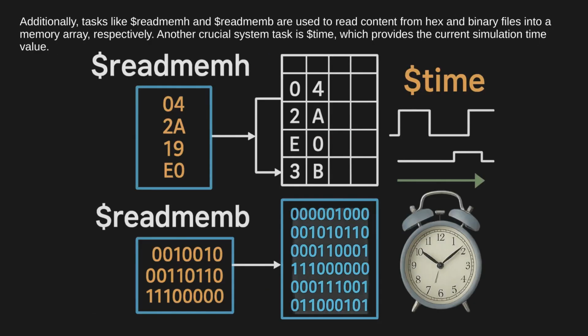Additionally, tasks like $readmemh and $readmemb are used to read content from hex and binary files into a memory array, respectively. Another crucial system task is $time, which provides the current simulation time value.